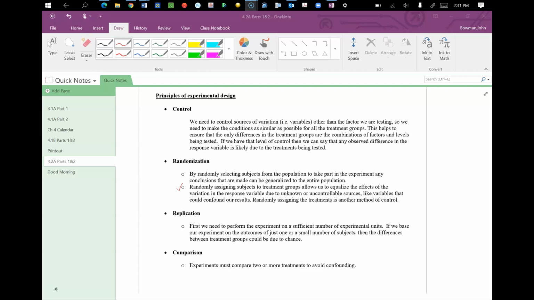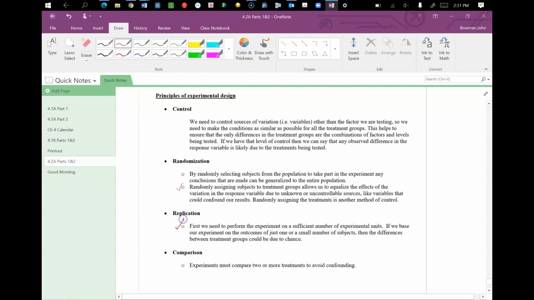So the best experiments, the only way that we can apply conclusions in an experiment to the entire population, is if the subjects were randomly selected from the population to which we want to apply those conclusions.